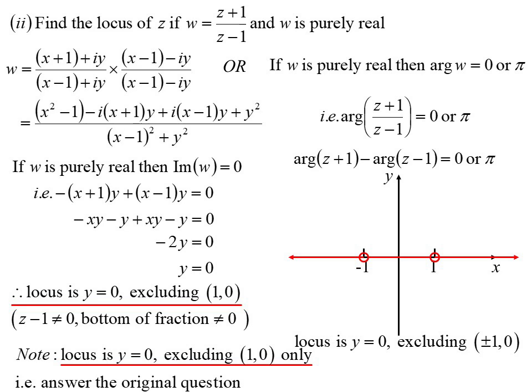Now that's the difference. If the question I was answering was simply this one, that the argument of (z plus 1) on (z minus 1) equals 0, then yes, there would be 2 points of exclusion. But that wasn't the question. I changed the question to that so I could solve the problem. Always go back to the original question.